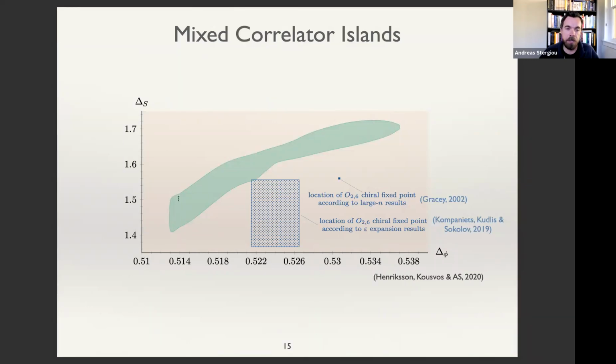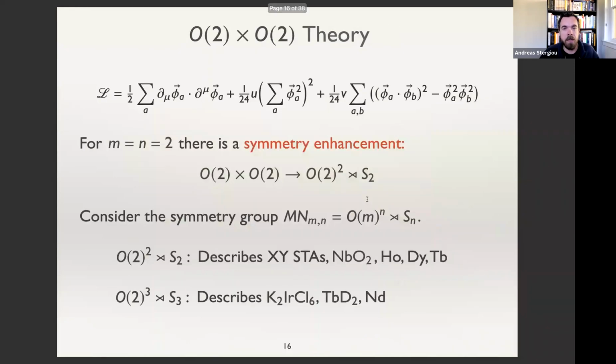Our Bootstrap calculation is finding it right here, and obviously this is quite a large island. We need to improve our numerics. We need to use the newest tools to make this a much smaller island and examine better the conditions for the existence of this theory, the 2,6 theory.